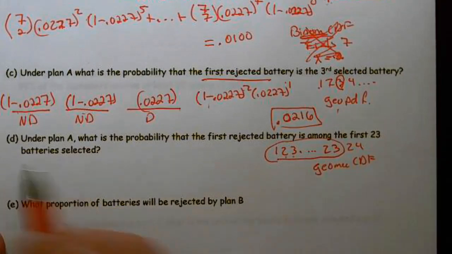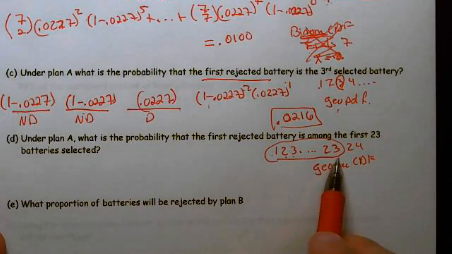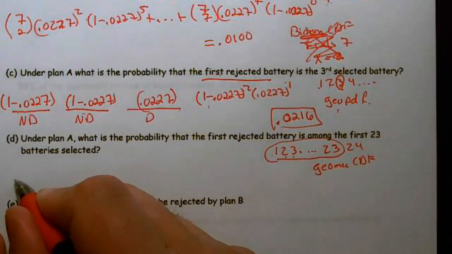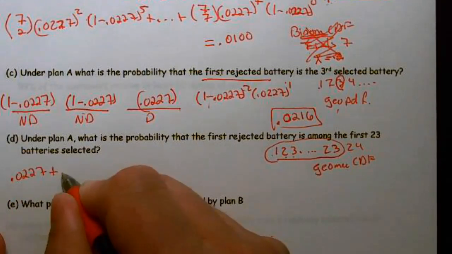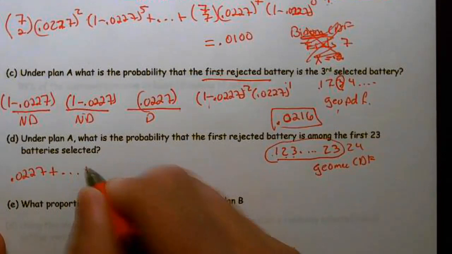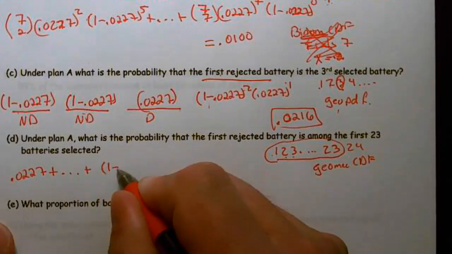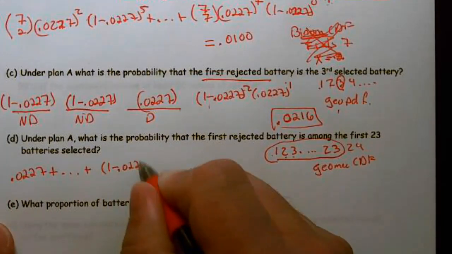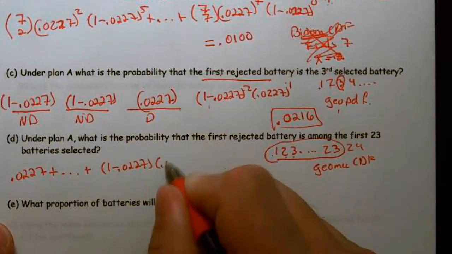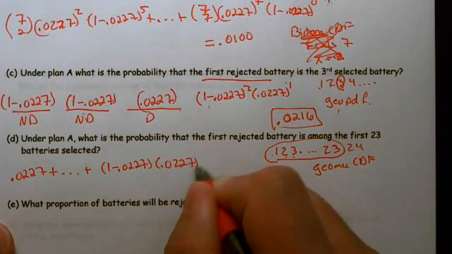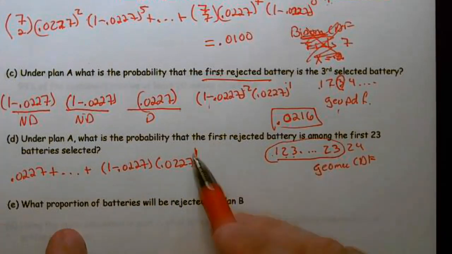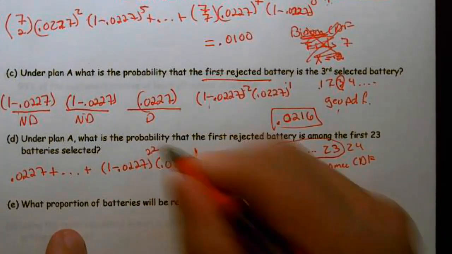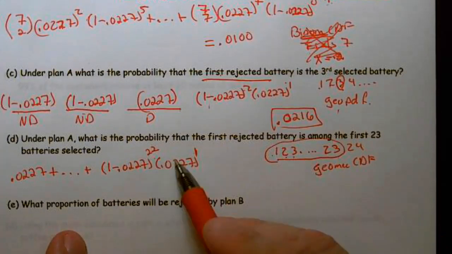And to show our work, we're going to have to show our first and then our last. The probability that a defective occurred on the first one is 0.0227 plus ... plus 1 minus 0.0227 times 0.0227. And this will always be to the first power, and 23 minus 1 is 22, because these need to sum up to 23.